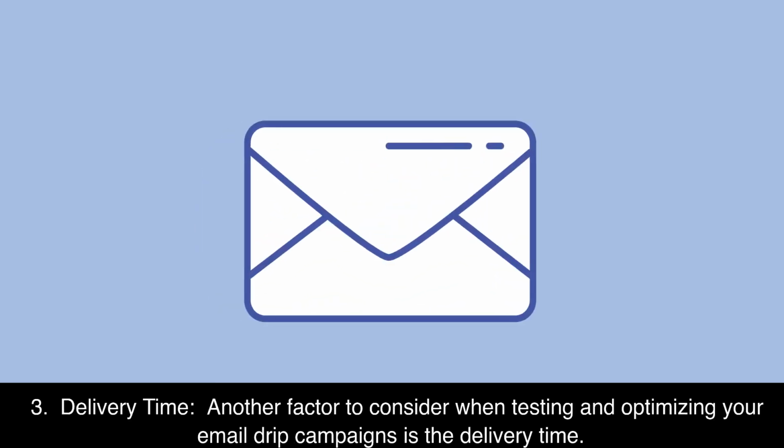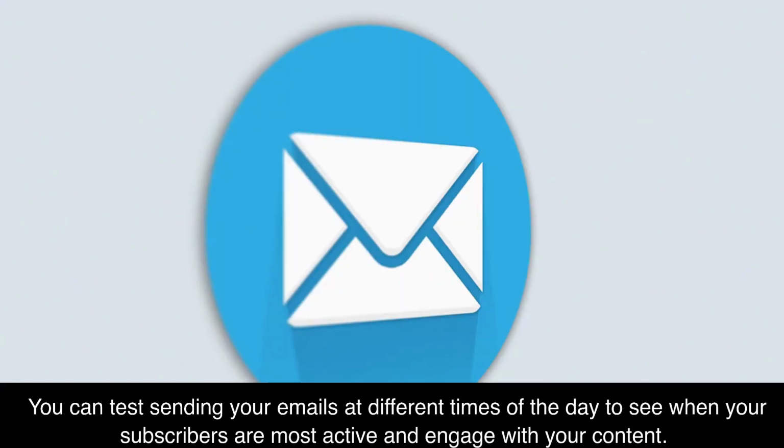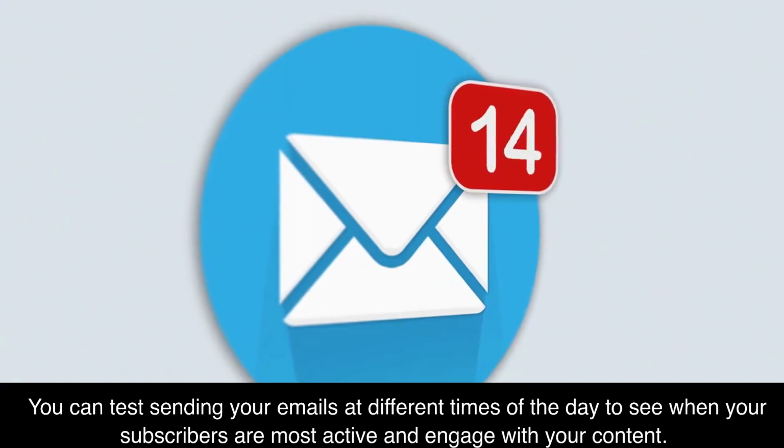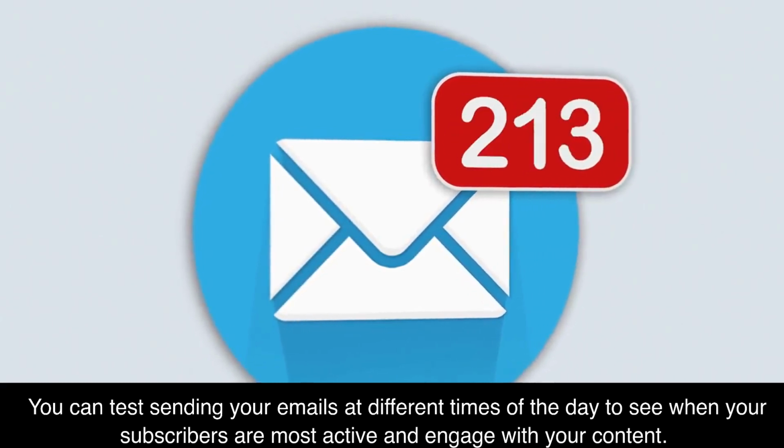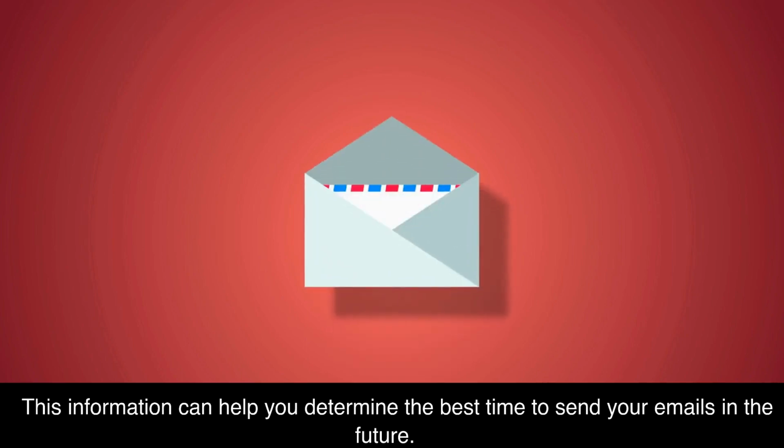Number 3. Delivery time. Another factor to consider when testing and optimizing your email drip campaigns is the delivery time. You can test sending your emails at different times of the day to see when your subscribers are most active and engage with your content. This information can help you determine the best time to send your emails in the future.